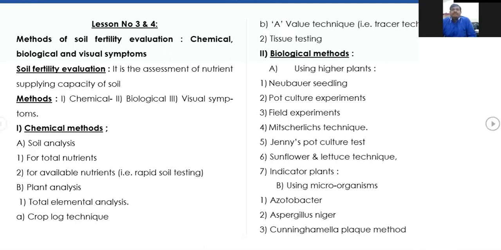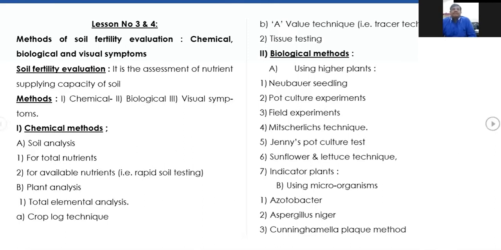Soil analysis is first categorized for evaluation of total nutrients. Total nutrients means available and unavailable plant nutrients. The second is for available nutrients only, which is known as rapid soil testing. Another method, plant analysis, is total elemental analysis. Total elemental analysis means the uptake of nutrients present in the plant.